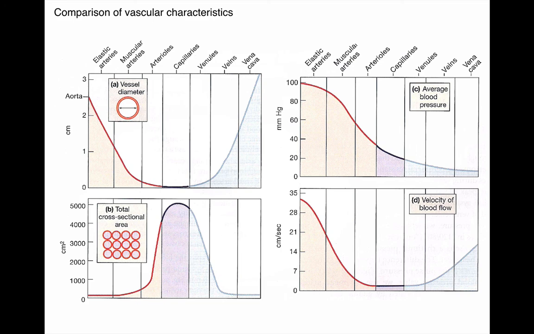Particularly the two bottom panels here, the total cross-sectional area and velocity of blood flow, what I take away from those is thinking about the circulatory system like streets, like roadways. When you think of how many lanes there are on I-93 or I-90 into Boston, there are relatively few lanes if you compare them to the width of all of the lanes of all those streets in the city of Boston. So the total cross-sectional area is like the number of lanes in a given area.